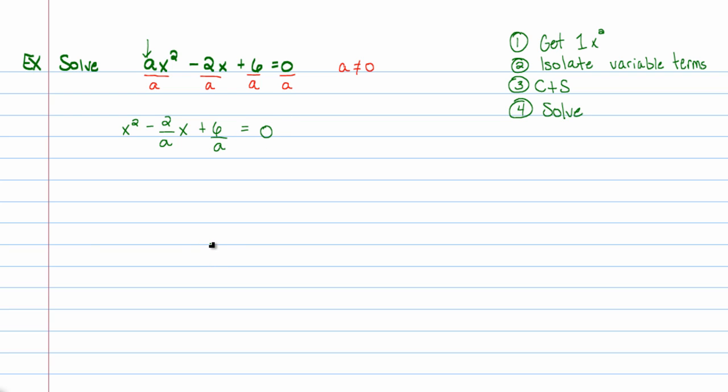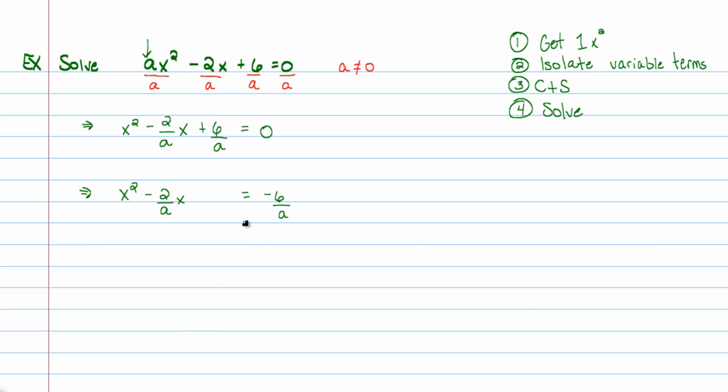Now I'll keep all the variable terms on the left-hand side and move all the constant terms to the right-hand side. And remember, a is considered to be a constant term here. So we'll subtract 6 over a from both sides. So I'll have x squared minus 2 over a x is equal to negative 6 over a.